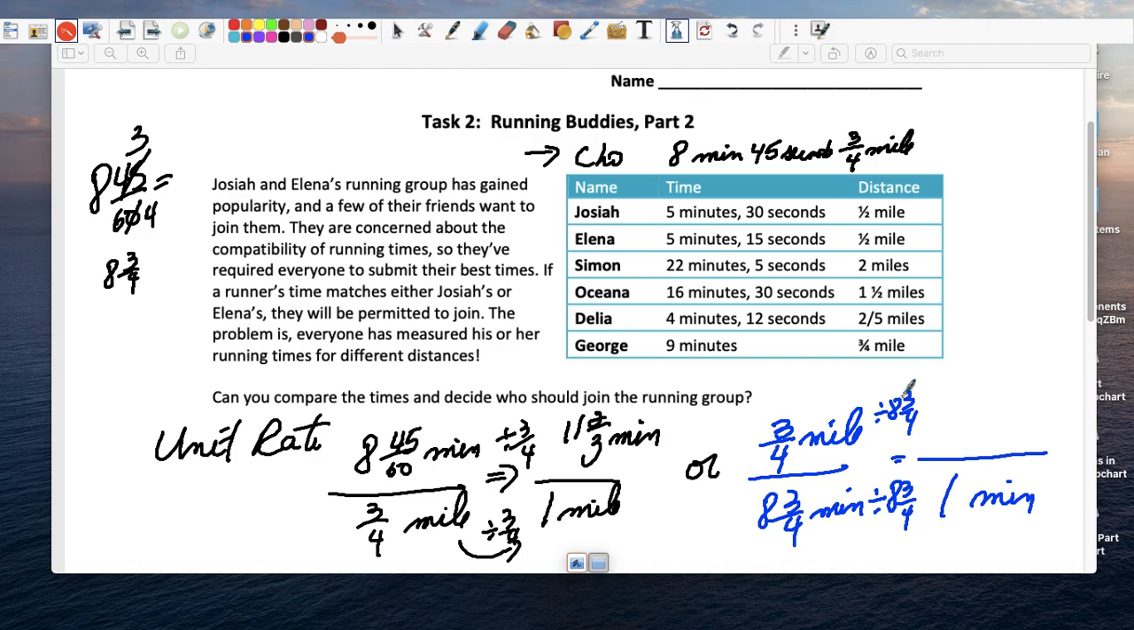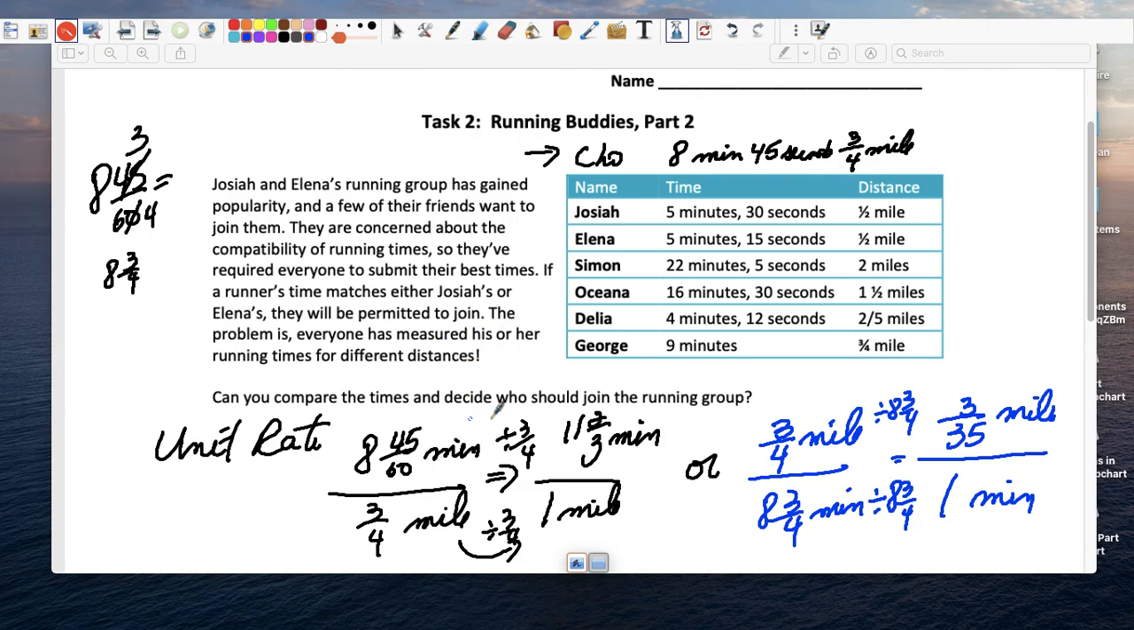And if you keep it as a fraction, which is what I suggest you do, it means that I can run 3/35 of a mile in 1 minute. All right, so I'm a very slow guy, I guess. 3/35 of a mile in 1 minute.